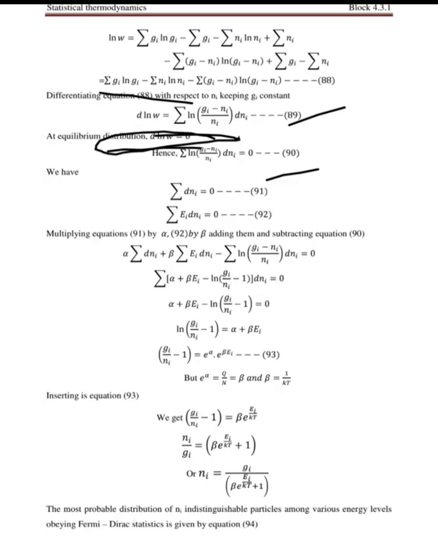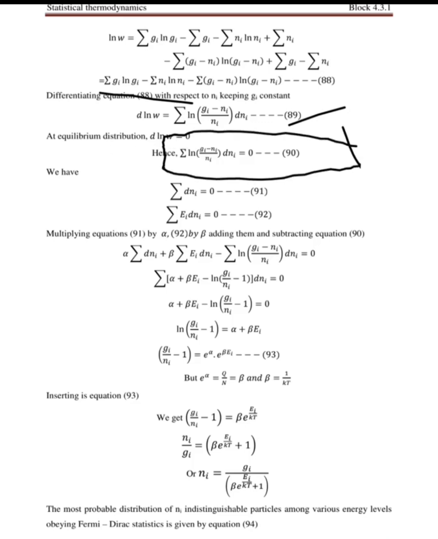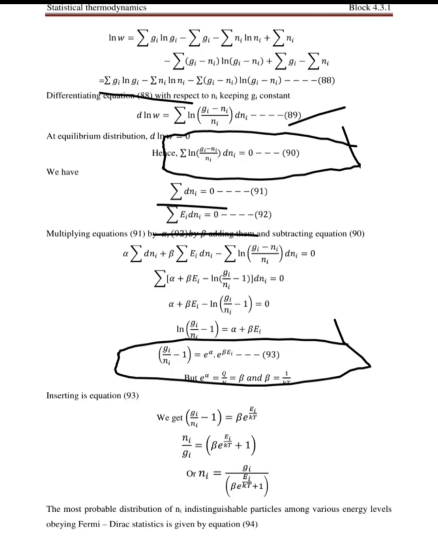Further, we have the summation of dNi is equal to 0, and the summation of Ei dNi is also 0. By multiplying equations 91 and 92 by the constants and substituting in equation 90, we are going to substitute the values of equations 91 and 92. That will give us equation 93.